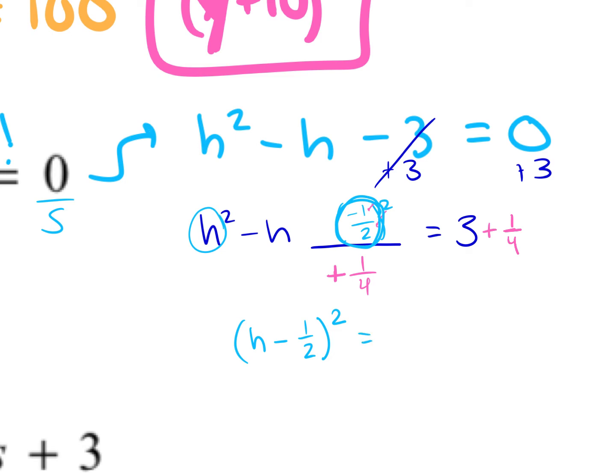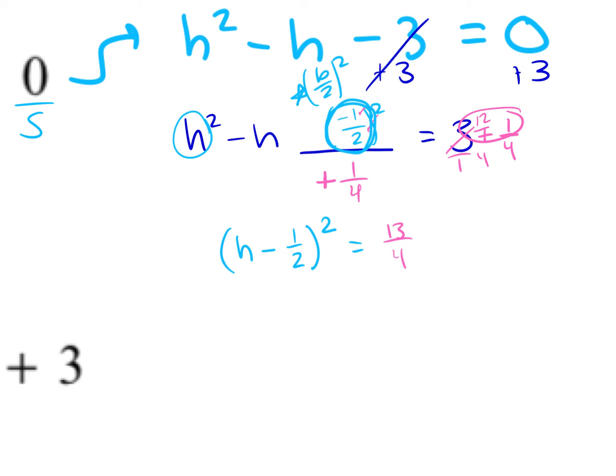Wait, where did the 1/2 come from? Oh, that's right. So in here we had b over 2 squared. Then we want to add the right side. When we're adding fractions, we need a common denominator, so I'd make this 12 over 4. So it would be 13 over 4, because I just add the numerators and keep the denominator the same.